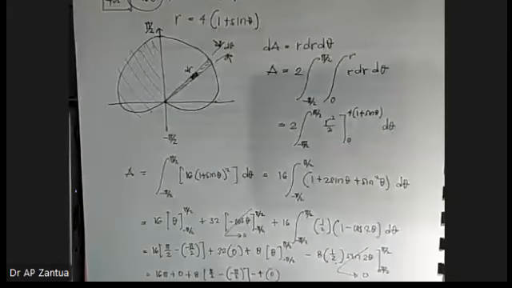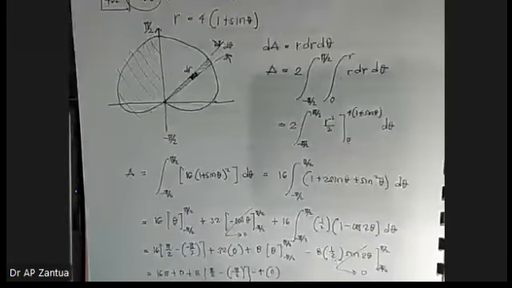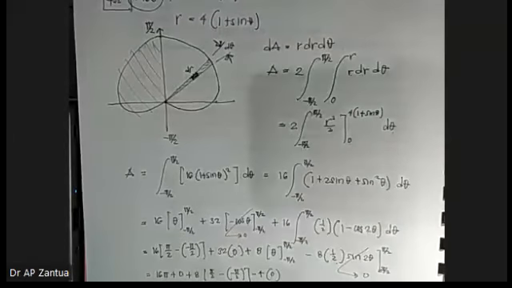Okay? So therefore, what is the answer? 16 pi plus 8 pi. Our answer is 24 pi. Okay? Our answer is 24 pi.